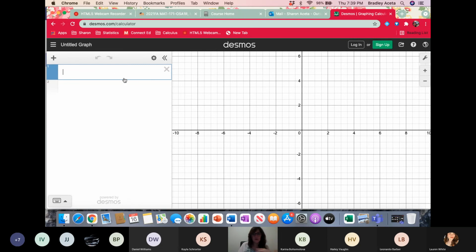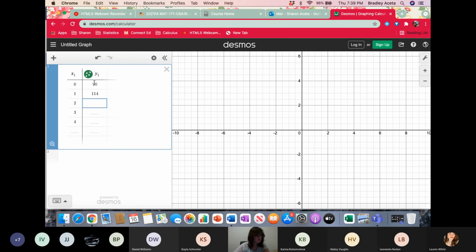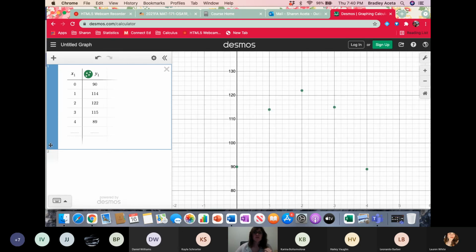So here's one I want to show you how to do on Desmos. I was really excited about it. If you click this plus sign, you can see all these things here. You can actually enter a table, and you can enter this table 0, 1, 2, 3, 4. Not 5, there was no 5. And then you can type the numbers in, 90, 114, 122, 115, 89. And it should graph it for you.